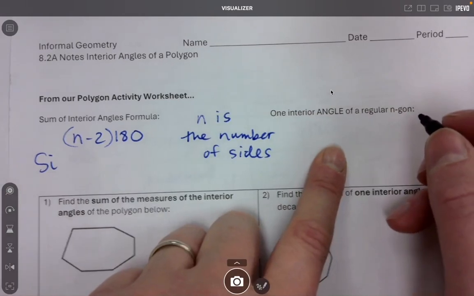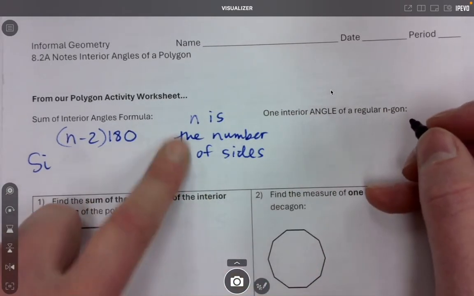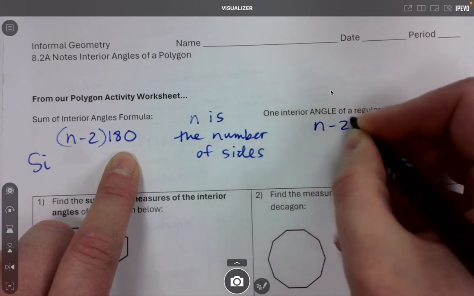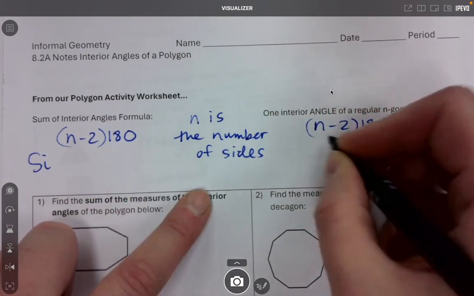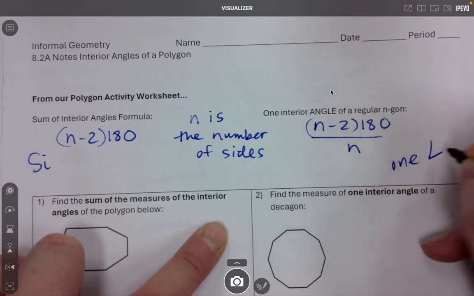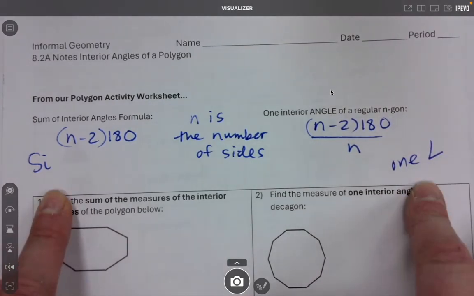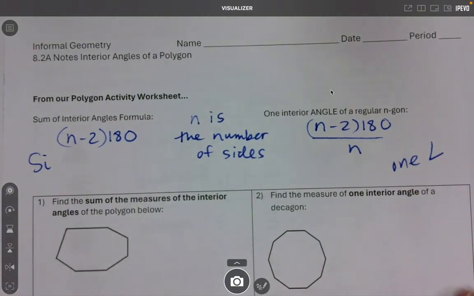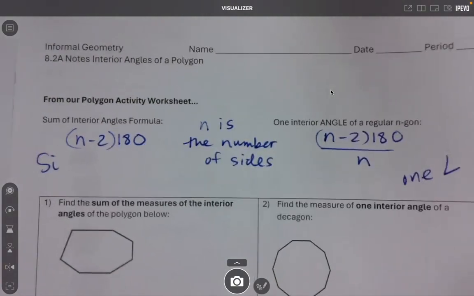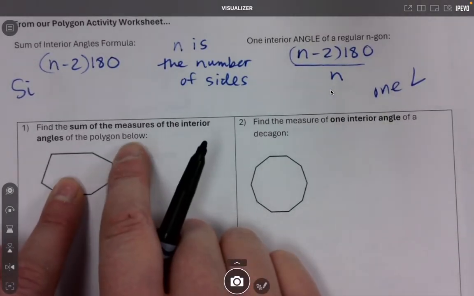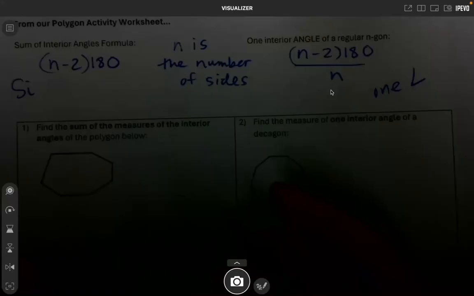And then over here, one angle, well, I know I take this and divide by n, so n minus 2 times 180 divided by n. And so this is your one angle formula. So we've got our S subscript i formula, we've got our one angle formula. And I wanted these in another place, so you've got 2 different note sheets you could look at for this formula. So some of the problem types are going to be easy like this, where this is just saying find the sum of the measure of the interior angles.